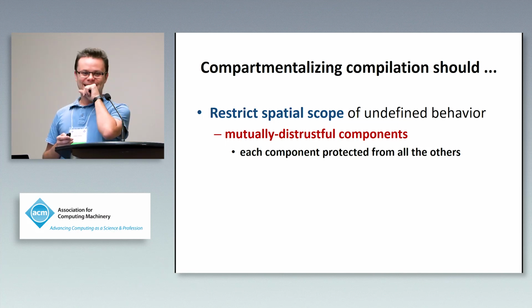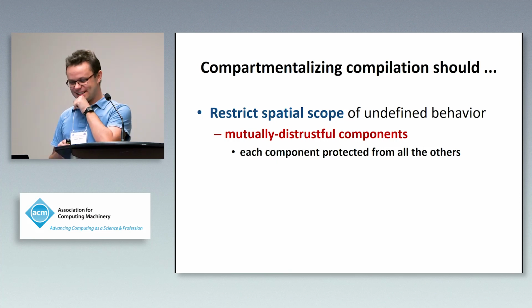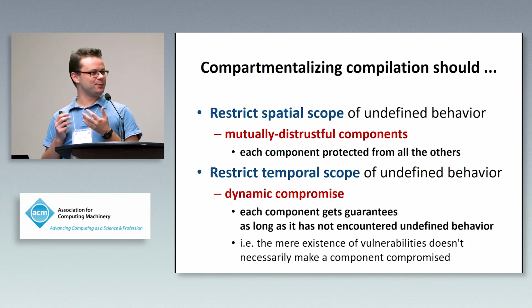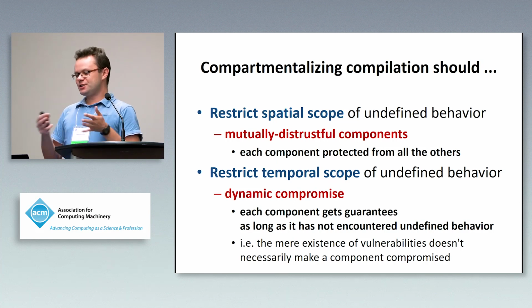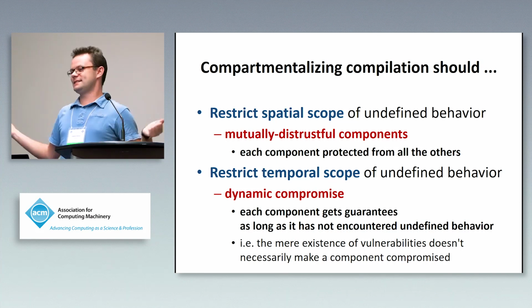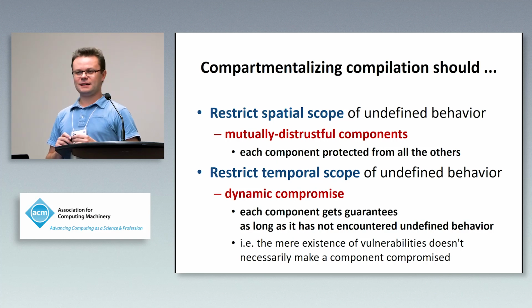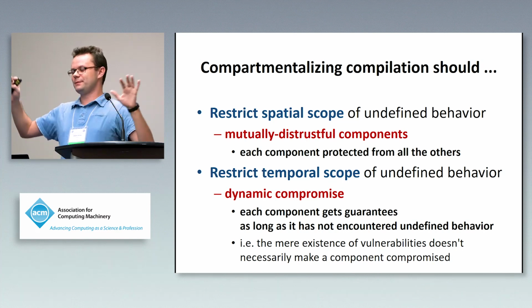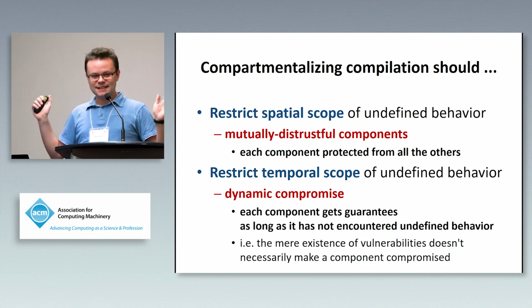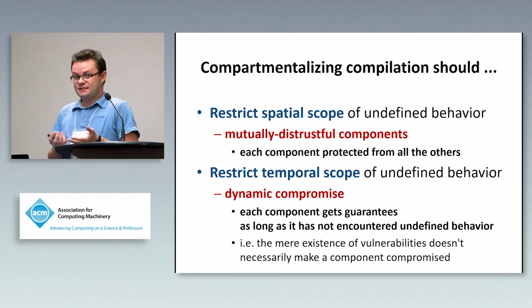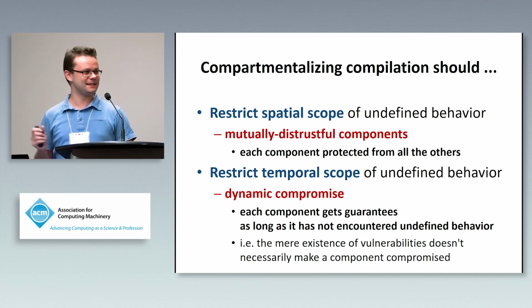What's maybe a bit more interesting is we also want to restrict the temporal scope of undefined behavior. We want a model of dynamic compromise in which each component gets guarantees as long as it has not encountered undefined behavior. I mean, it's okay if a component has vulnerabilities, right? You might be talking about components that are hundreds of thousands or millions of lines of C or C++, in which case, yes, it's almost a theorem that it's going to have some vulnerabilities in it.